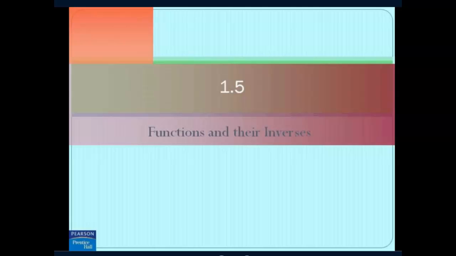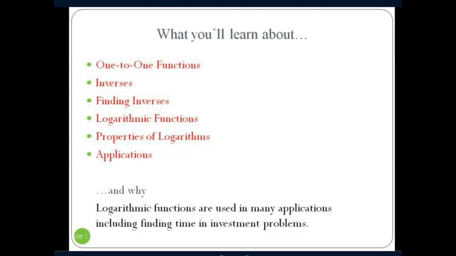Function composition is actually going to be a part of what we look at today. So we're looking at functions and their inverses. The reason 1-5 comes later in the chapter is because you have to have an understanding of domain and range. You need to understand what makes a function one-to-one. How do we find an inverse? So our goals for today are one-to-one, inverse, and finding inverses. And then part 2 of 1-5, which will be day 2, is logs, properties of logs, and applications.